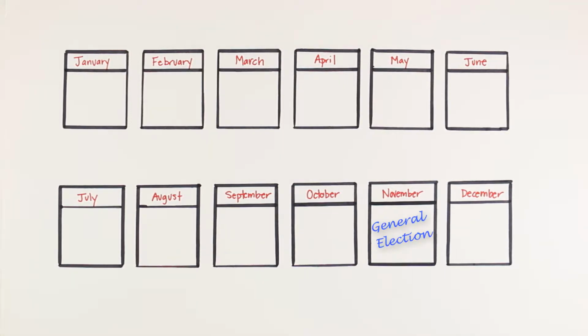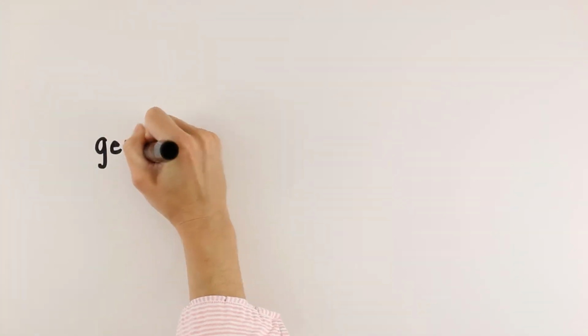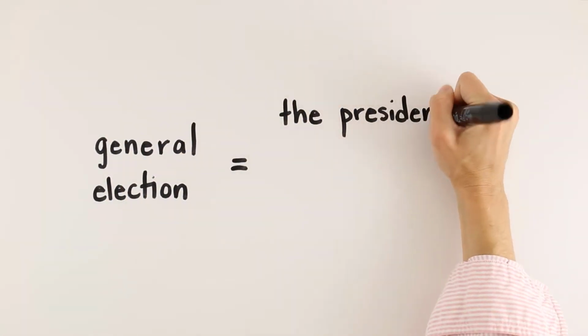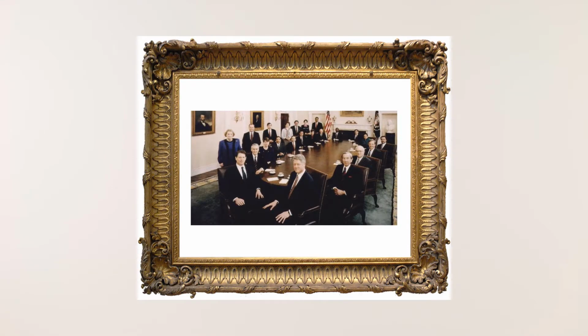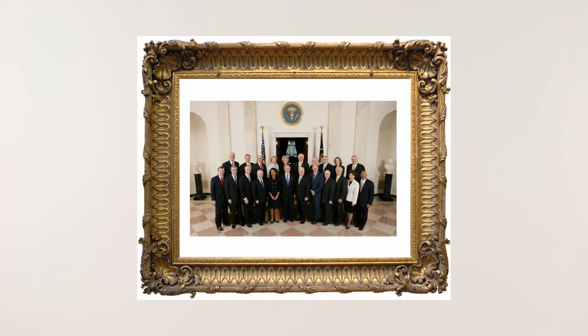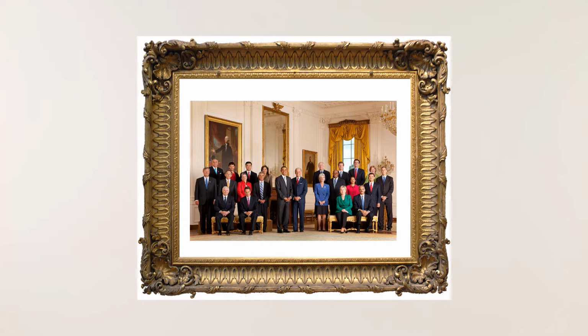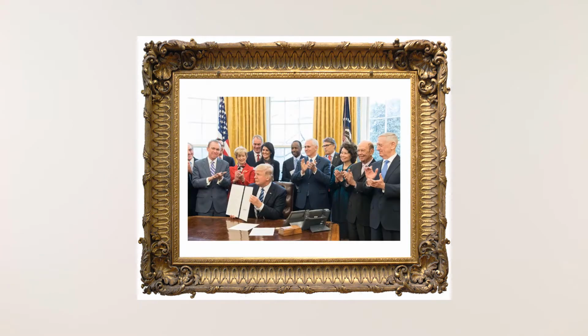The general election occurs on the Tuesday after the first Monday in November. The general election is the proper name for the presidential election that occurs every 4 years. After being elected, the new president must choose cabinet members and advisors. They will usually choose people from their political party who have shown them loyalty during their race for the presidency. This is yet another way political parties affect the U.S. system of government.